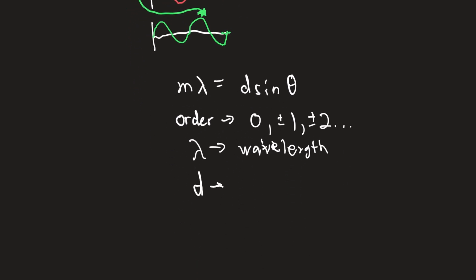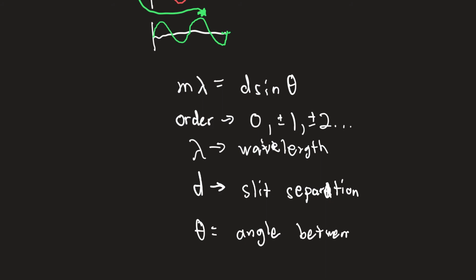D is the slit separation, how far apart your slits are. And theta is the angle between your light ray going to form your bright spot and a parallel horizontal line that goes to the screen.